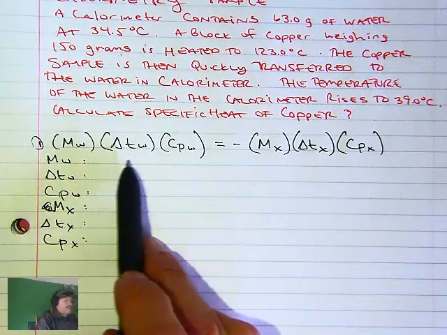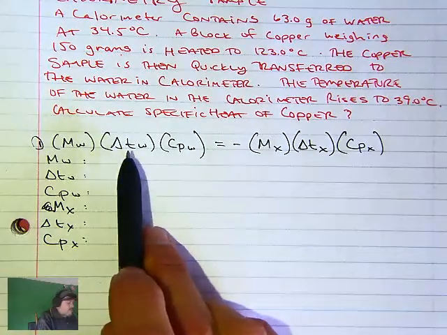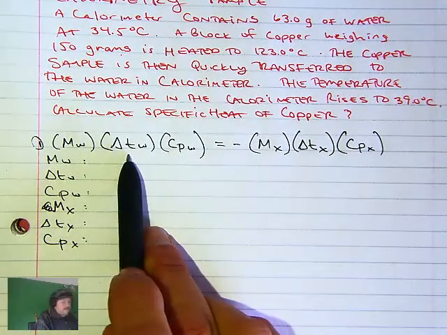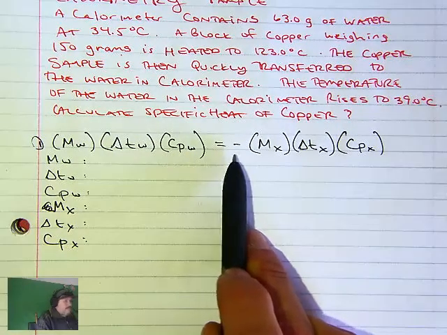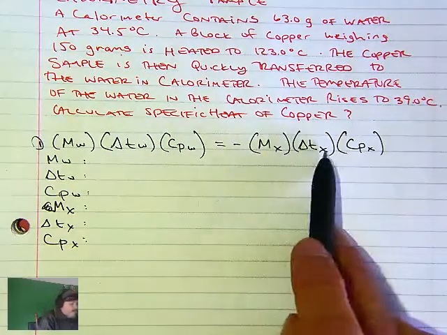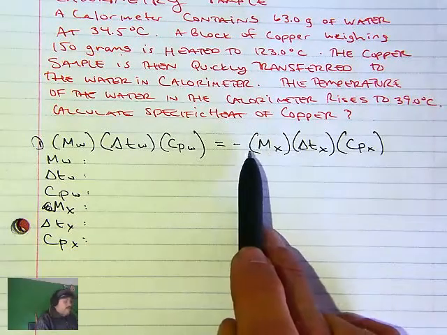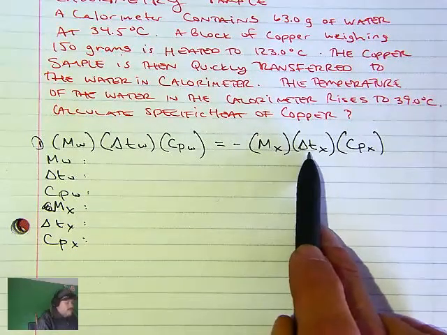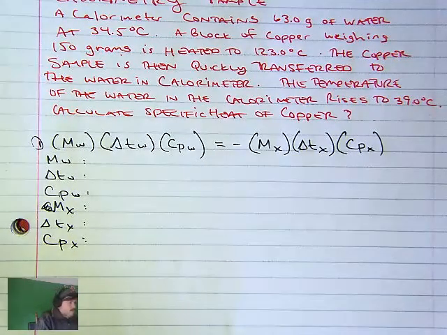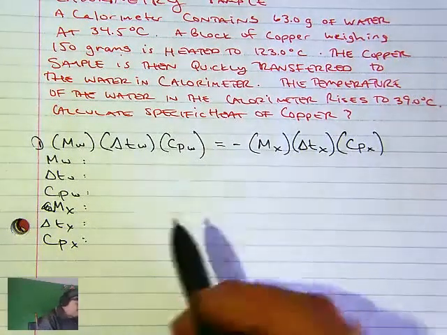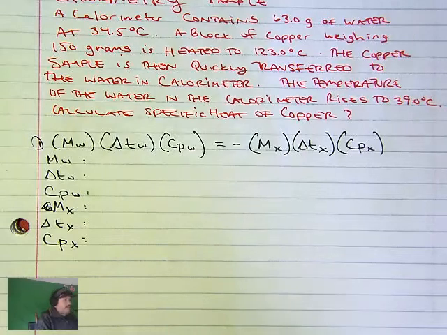Here is my equation I'm going to use. Remember, it's the mass of the water times the temperature change of the water times the specific heat of the water, set equal to the same information of the metal except the negative of it. So it's the negative of the mass of the metal, the temperature change of the metal, and the CP of the metal. X stands for metal, so we can keep it clear. Now all you do is read and start to fill in the blanks.